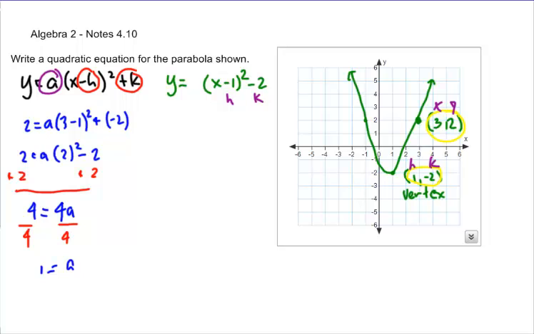So my equation then for my parabola is just y equals 1 times all of this, or y equals x minus 1 squared minus 2. And this is a good answer. There's nothing else that you need to add.